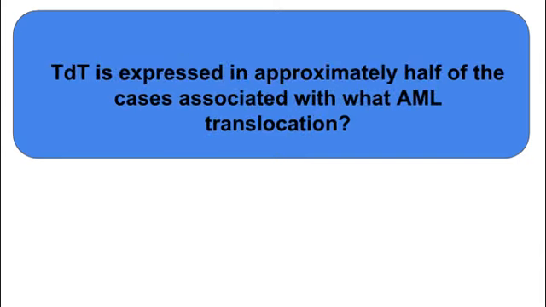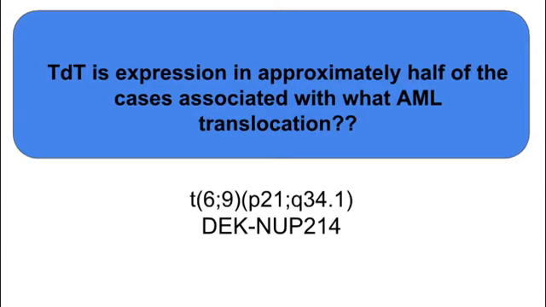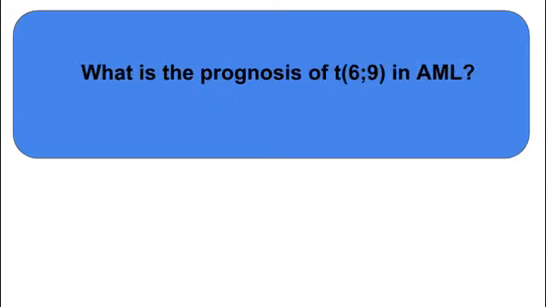TDT is expressed in approximately half of the cases associated with what AML translocation? Translocation 6;9. What is the prognosis of translocation 6;9 in AML? It has a poor prognosis, with a high white blood cell count most predictive of a shorter survival. FLT3-ITD mutations are also common in translocation 6;9.